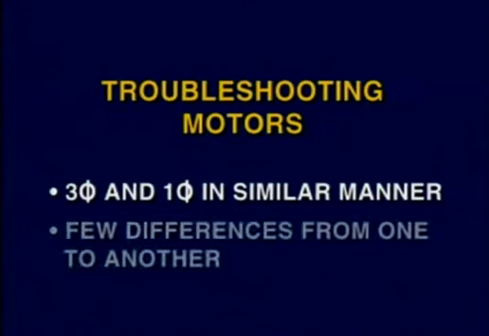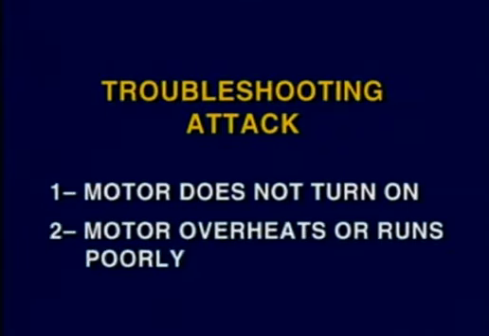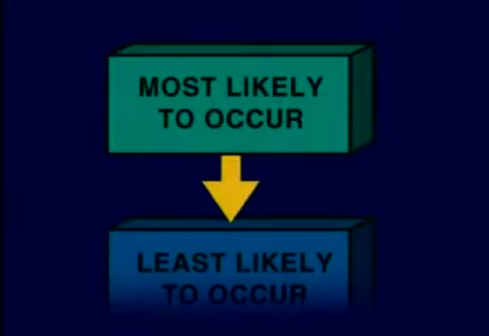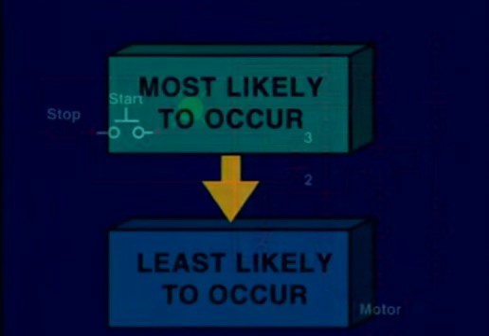However, since there are few parts that differ from one another, there are just a few differences in the tests performed. As we mentioned earlier, you will troubleshoot the motors using 2 methods of attack. One if the motor does not turn on with power, and the other if there is power and it overheats or runs in a poor manner. The troubleshooting methods and procedures explained here are listed in the order they may occur, from the most likely you're to find to the least likely.